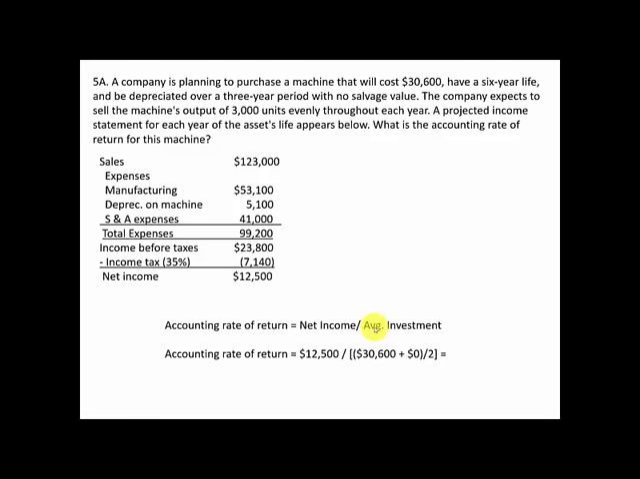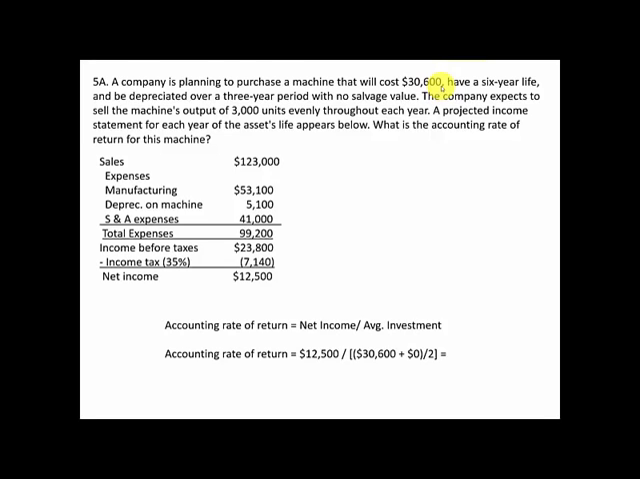So the average investment for this machine, if it cost $30,600, then the formula was the beginning book value plus the ending book value, and that ending means at the end of its life. And so the beginning book value for any asset, it's always its cost. And so the cost is $30,600. Let me say that one more time. The beginning book value for any asset for this calculation is its cost.